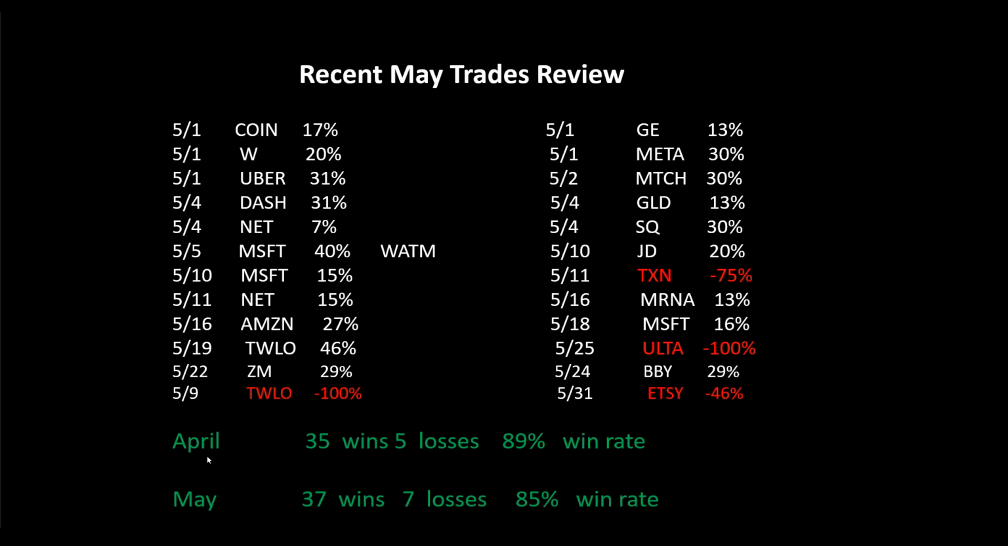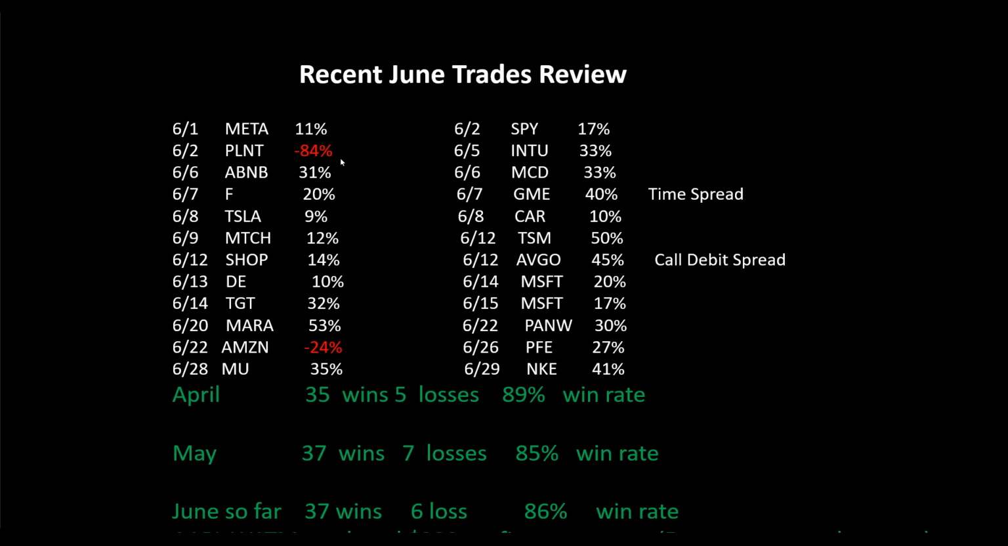But again, we had May 37 wins, 7 losses, 85% win rate, and these are most of the trades. I can't put every single one up there, but that gives you a flavor for the May trades. Into June trades, same thing. You can see pretty much the same thing. I said here June so far. We've obviously closed since then. I haven't updated it since then, but we had 37 wins and 6 losses for an 86% win rate. And here are the trades that we took.